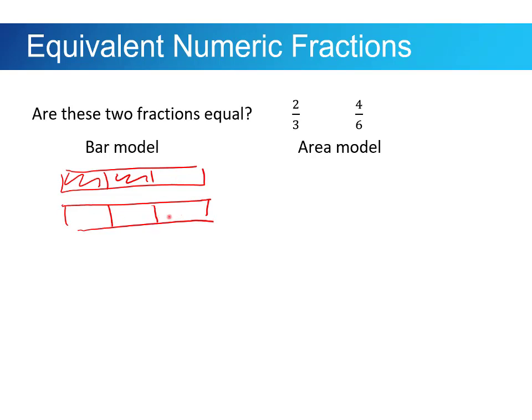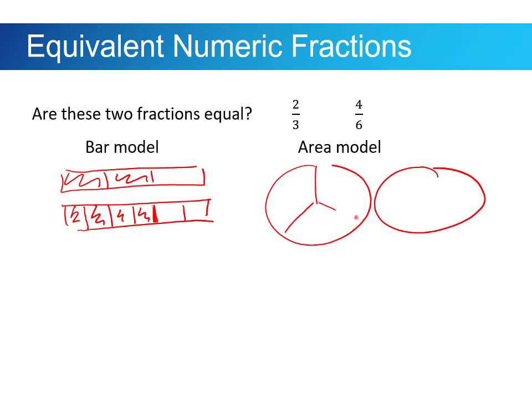I'm taking each third and dividing that into 2, and I see, oh yeah, if I shade 4 of those sixths, I get the same thing, and so I'm convinced. Yes, those are 2 equal fractions. Or we could do something similar with the area model. I can divide into thirds, I can divide into sixths, and then shading 2/3 is the same as shading 4/6.